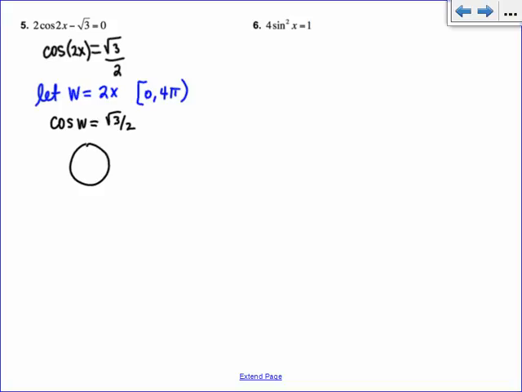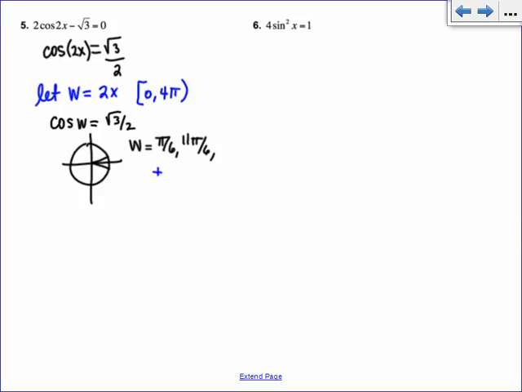Okay, so cosine of w is equal to root 3 over 2. Cosine equals root 3 over 2 in 2 locations, there and there. A little Pac-Man. So I get w equals pi over 6 and 11 pi over 6. But that's just one rotation. That's going from 0 to 2 pi. So now what about from 2 pi to 4 pi, the second rotation?